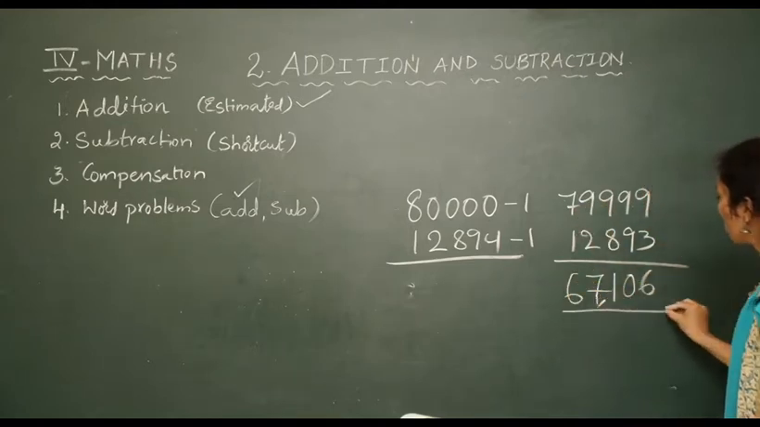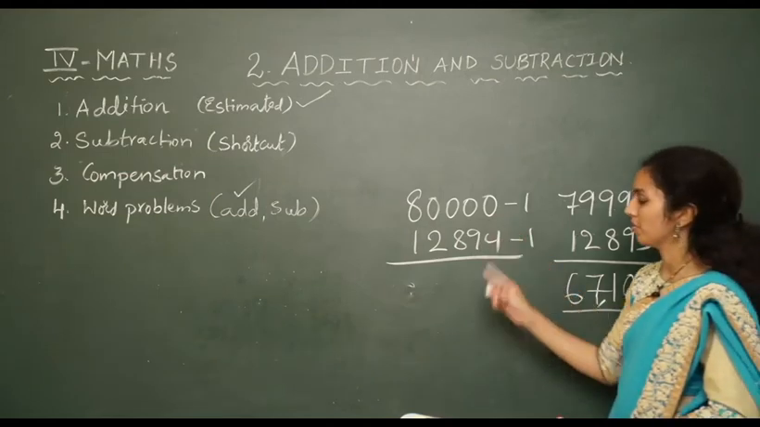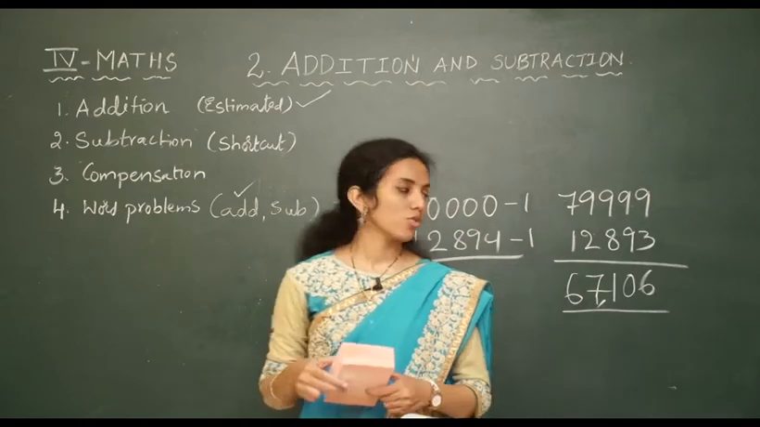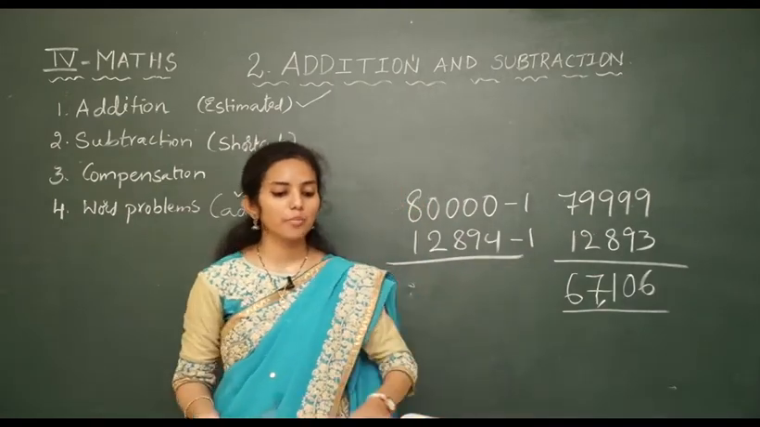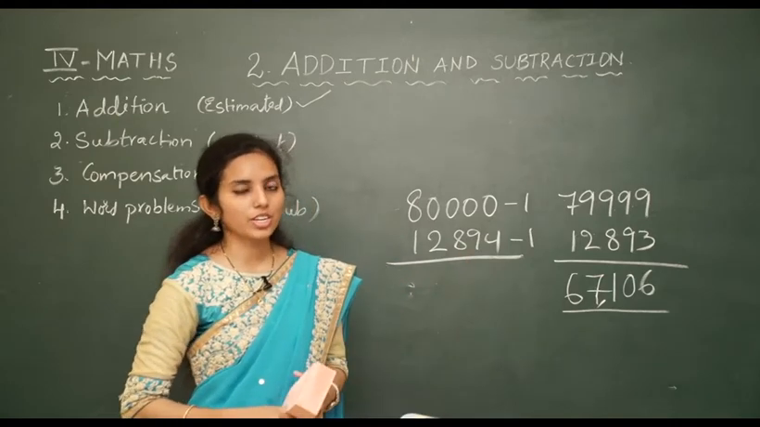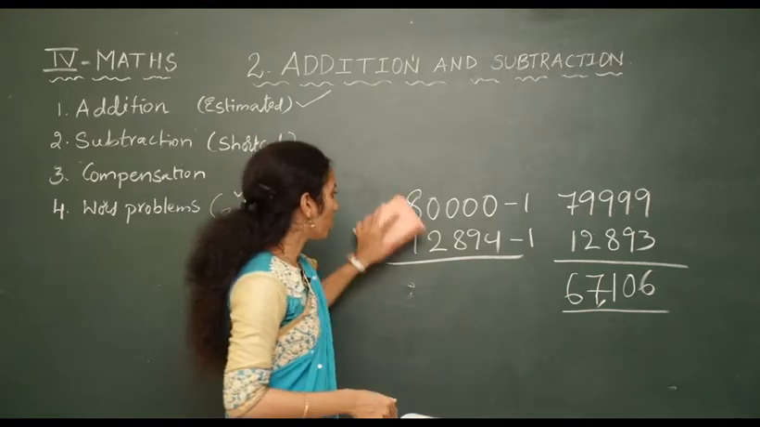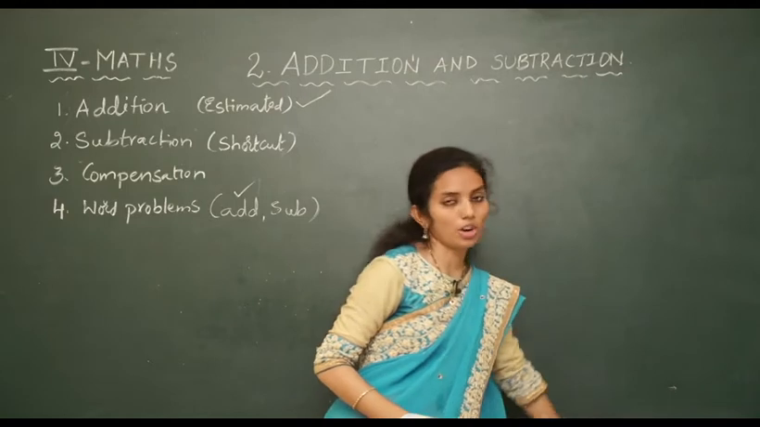So 67,106 is the difference between 80,000 and 12,894. There are two more examples where we can use the shortcut method and solve the subtractions. Do it by yourself so that you will be practiced in using the shortcut method.